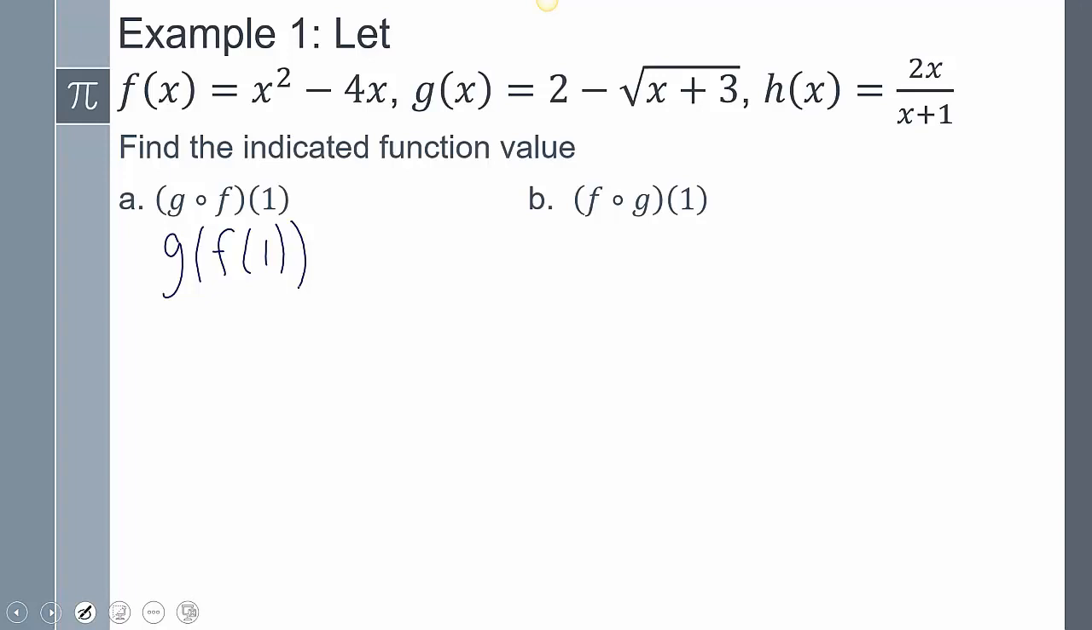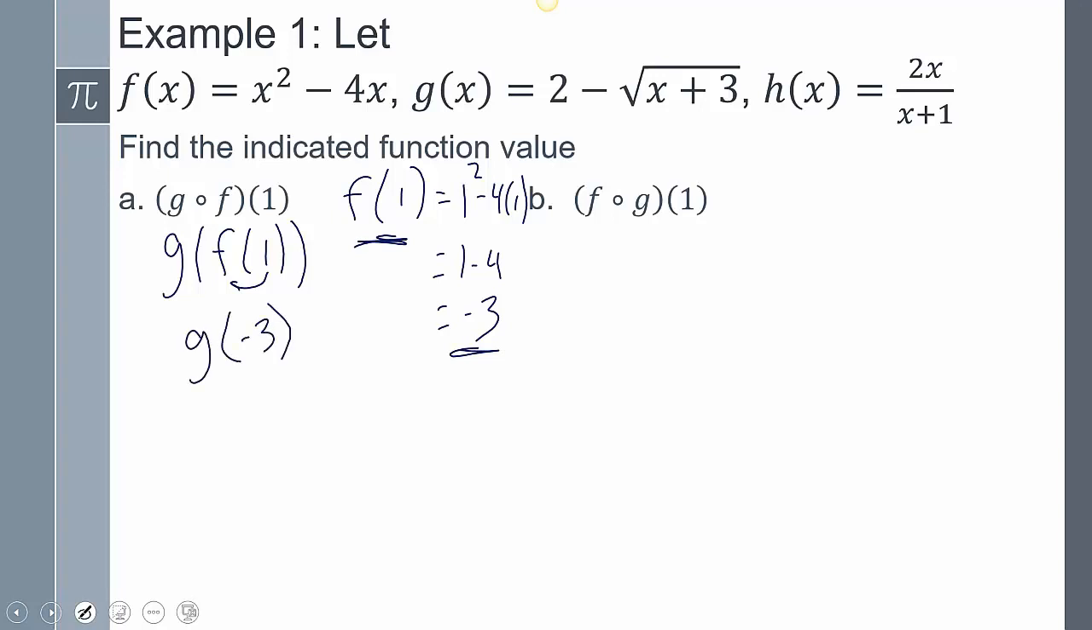What it's asking me to do is take this 1 and plug that into my f function. So to find f of 1, I plug 1 into my f function, so I get 1 squared minus 4 times 1. So 1 minus 4 equals negative 3. So if f of 1 is the same as negative 3, this now becomes g of negative 3. My g function, we said, is 2 minus the square root. We have to plug in negative 3 instead of x. And so this would be 2 minus 0, which is 2.